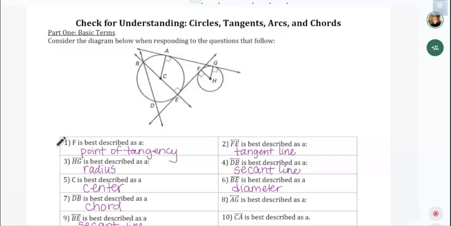And then line AG is best described as a tangent line. And line segment CA is best described as a radius. So a little vocab for you.